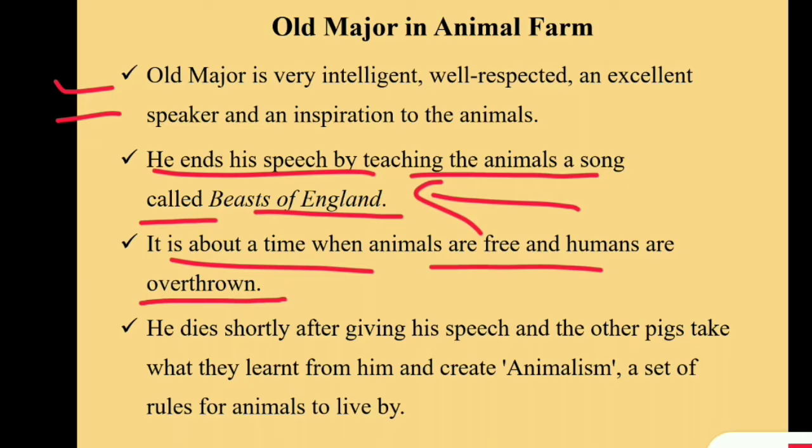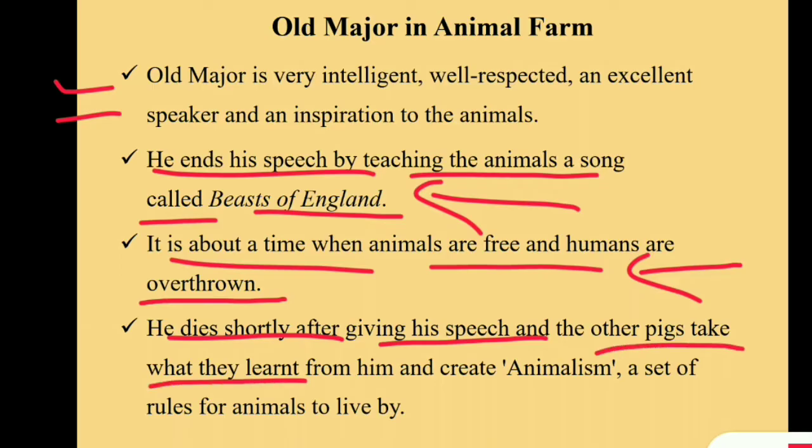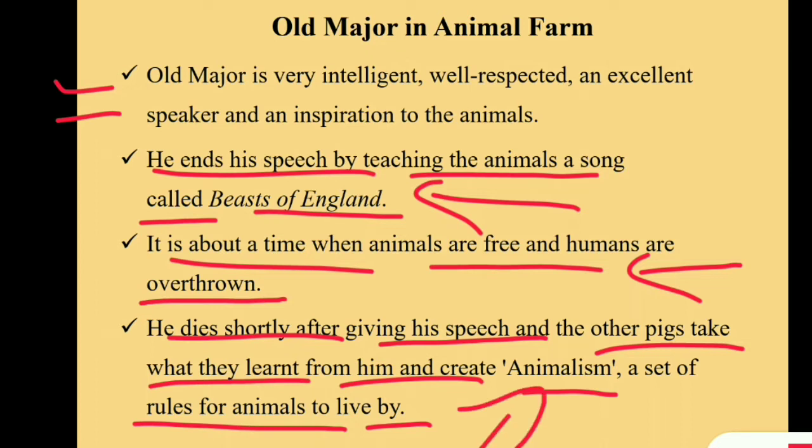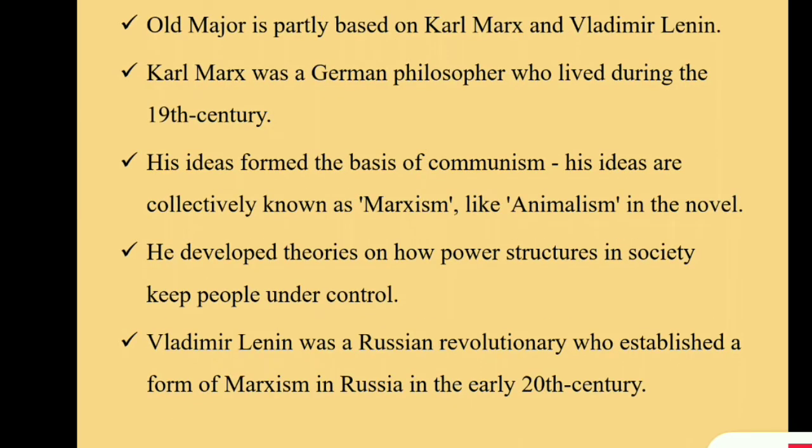This is the situation which we see in the Russian Revolution as well. When animals were free and humans are overthrown, their rights were taken. He dies shortly after giving his speech, and the other pigs take what they learned from him and create animalism, a set of rules for animals to live by. Here, it is not a country, it's a kind of organization which is being formed with the ideals or principles of animalism.